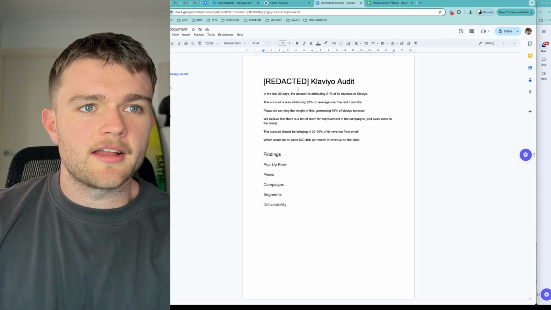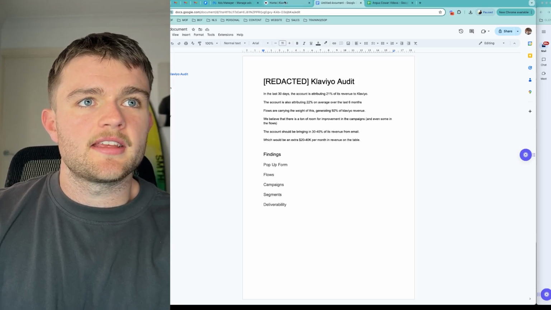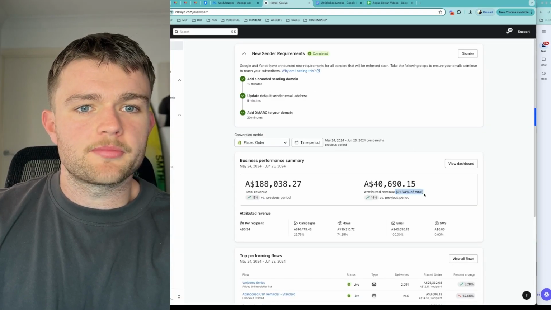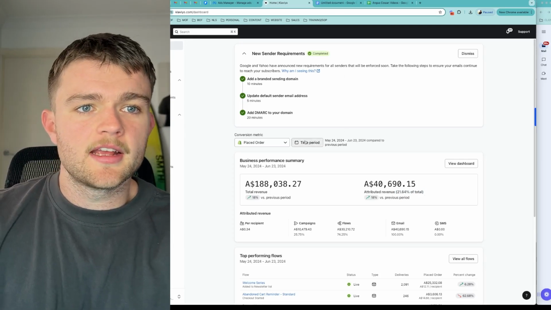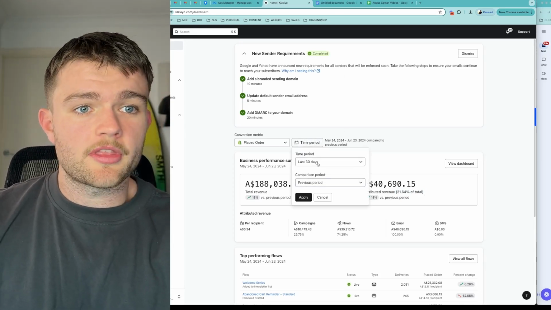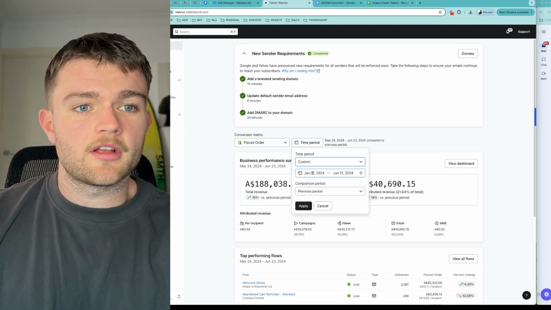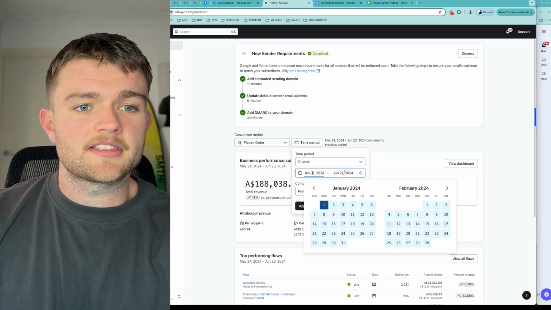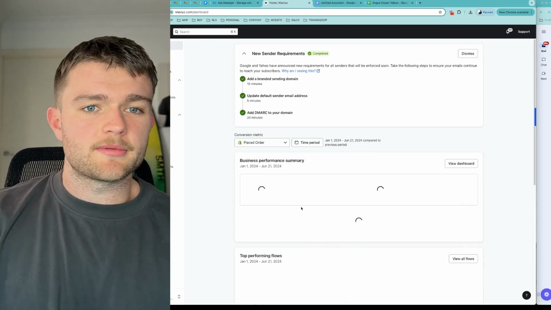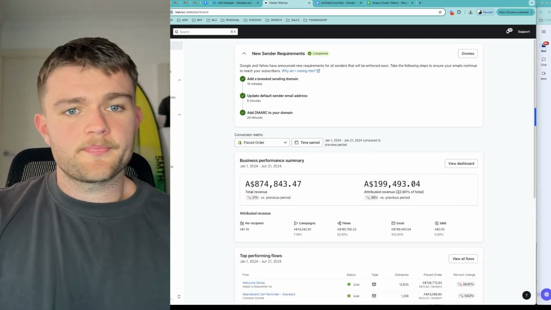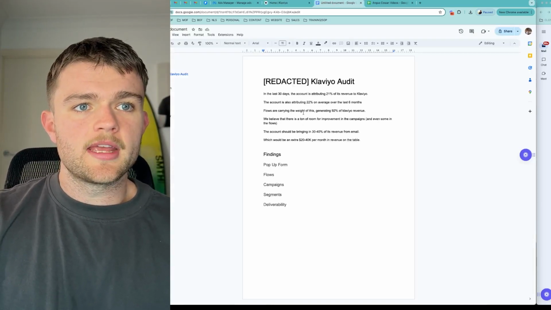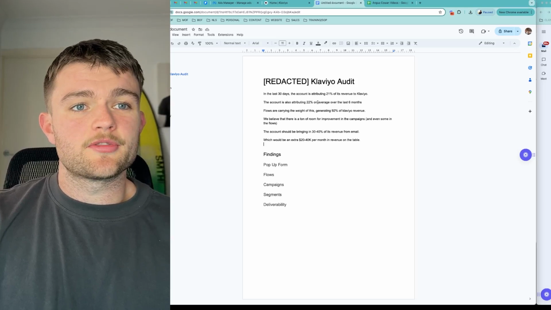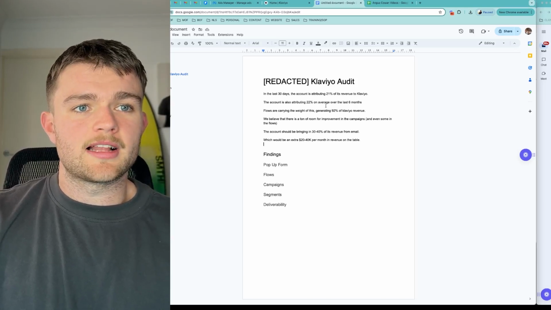So from looking at that account, we could see in the last 30 days, the account is hitting 21% attributed revenue to Klaviyo, which is on the lower side of what is considered a healthy account. What I would do then is make sure that this 30-day period is not an outlier. So I would make a custom period for the last 6 months to see what's been happening. As we can see, 22% as well over the last 6 months. So the account is also hitting 22% attributed revenue on average over the last 6 months.